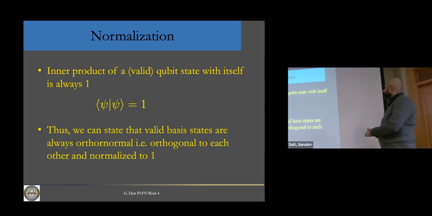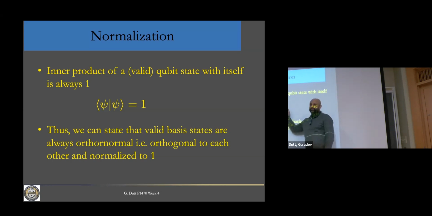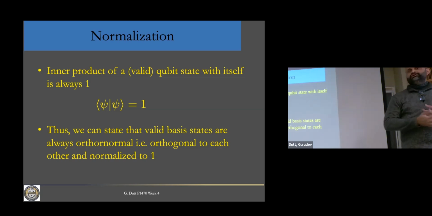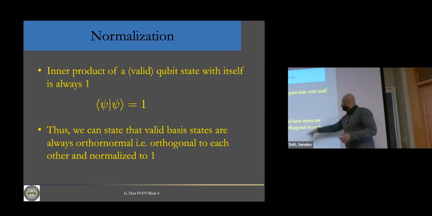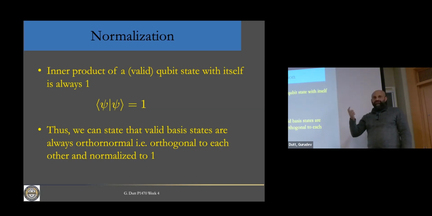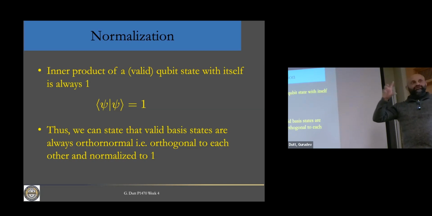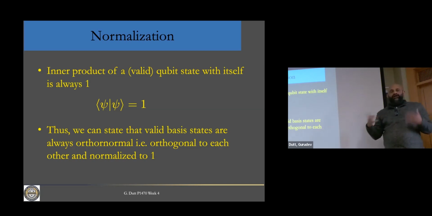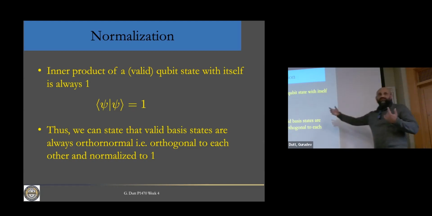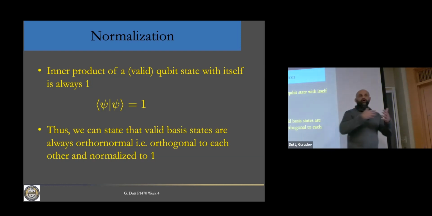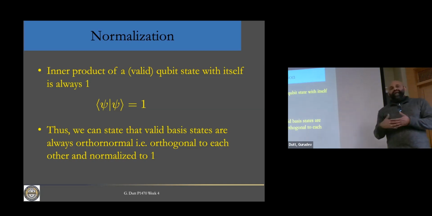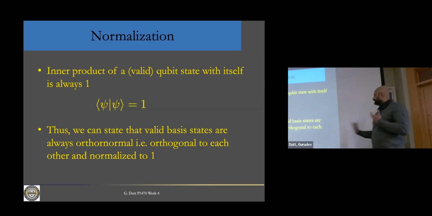So since we have just said that the inner product of a valid, meaning normalized, qubit state with itself is always 1, and we also showed that the basis states are always orthogonal to each other, meaning the overlap between them is 0, that the inner product of 0 with 1 is 0, the inner product of plus with minus is 0, the inner product of plus i with minus i is 0. We just saw that on the chalkboard. And now I said that the inner product of a state with itself is always 1. So we call these states orthonormal, meaning these basis states are orthogonal to each other, so plus with minus and 0 with 1 and plus i with minus i, and they're normalized to 1.